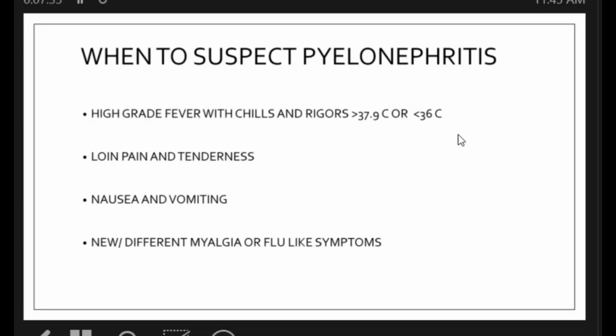Especially, we should not forget that some patients present with new onset myalgia, like a flu-like illness. Most of the time we forget and attribute it to viral fever. But maybe the patient comes with new onset flu-like symptoms and myalgia, along with nausea, vomiting, which could be pyelonephritis. We have to take it very seriously.